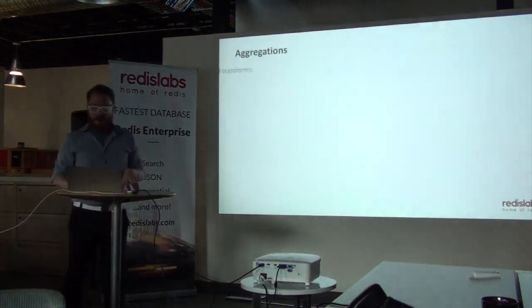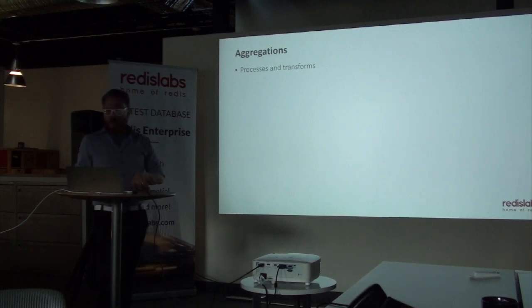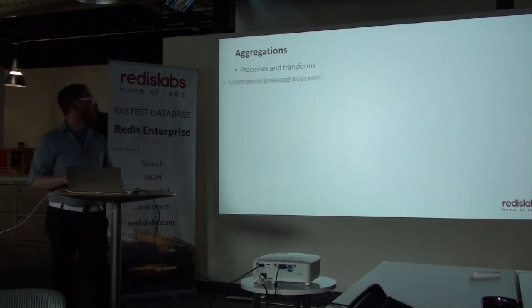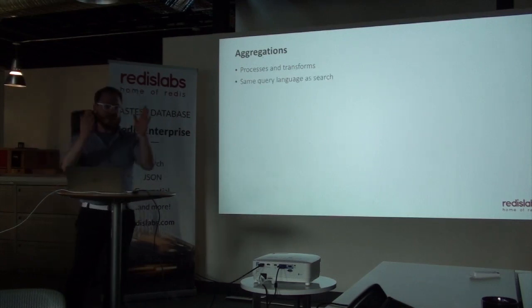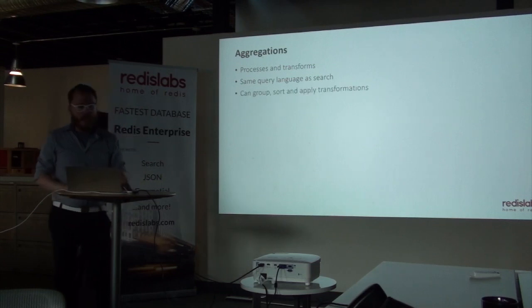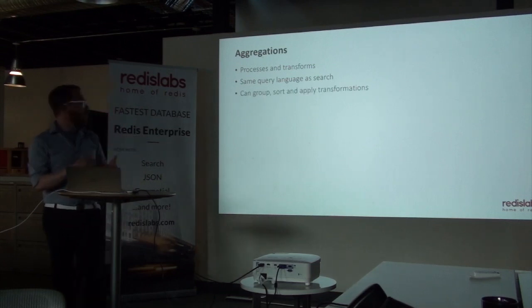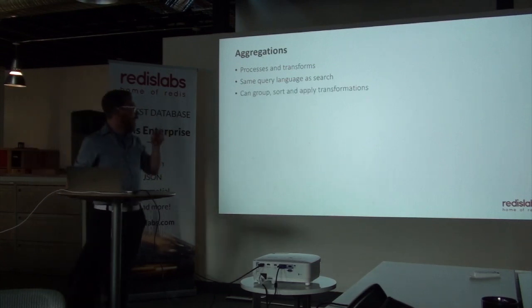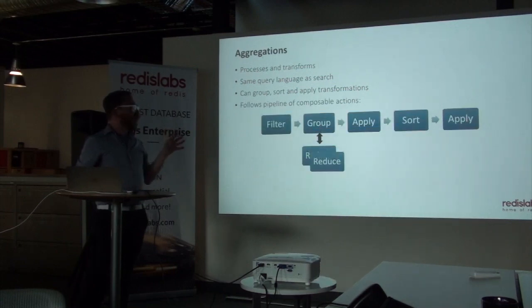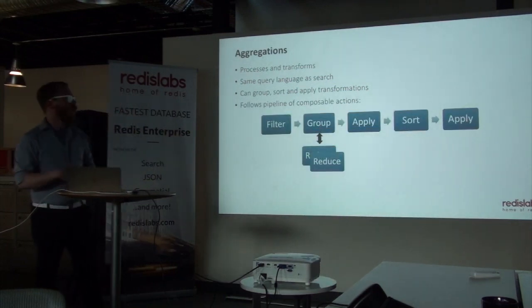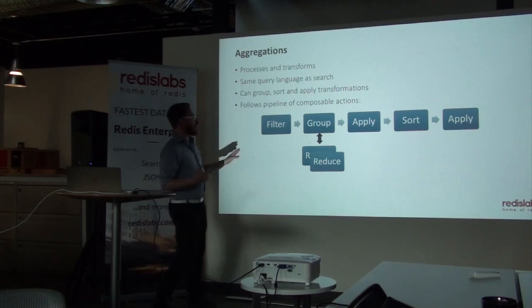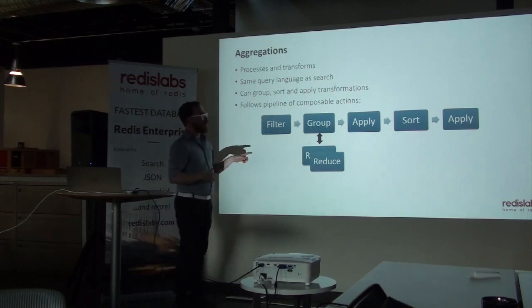Okay, so we basically have a particular system where we look at processing and transforming the result set. We use the same query language as the search. That's where it's shared in that Venn diagram. And so the basic building blocks are group, sort, and apply. So you have this pipeline of composable actions, right? So this is just an example. You can have these in actually many different orders.